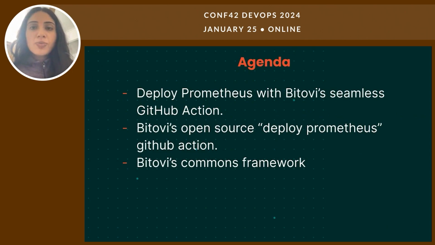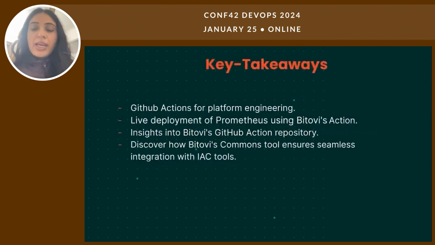We will also explore Bitovi's open source framework referred to as Commons, which ensures seamless integration of IaC tools such as Terraform and Ansible. At the end of this session, you'll be able to leverage the power of GitHub Action as a platform engineering tool. You'll also witness live deployment of Prometheus using Bitovi's GitHub Action. You will get insights into Bitovi's Action repository.